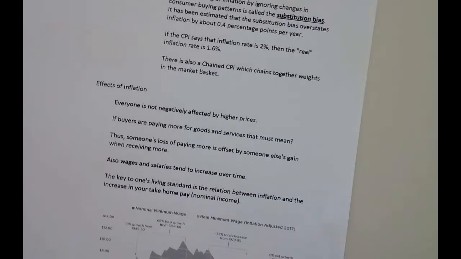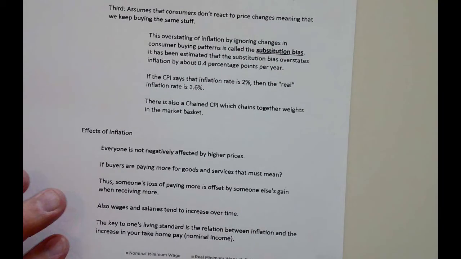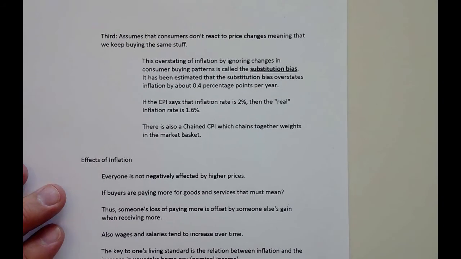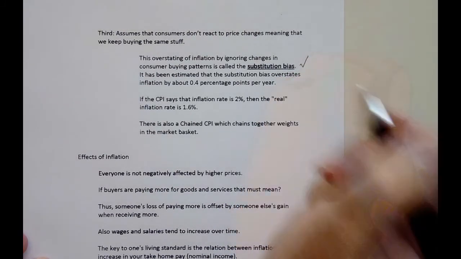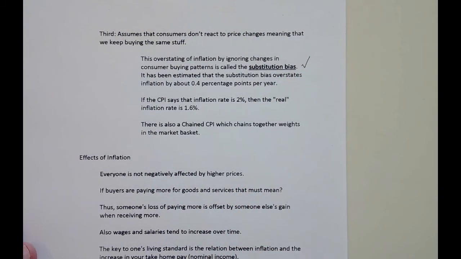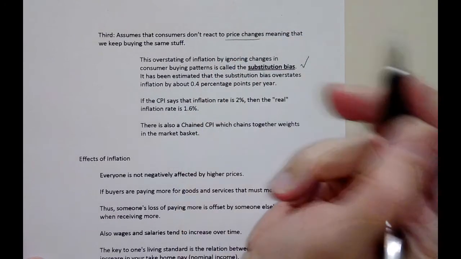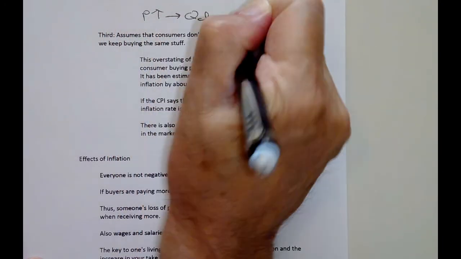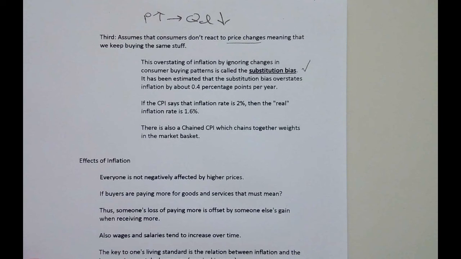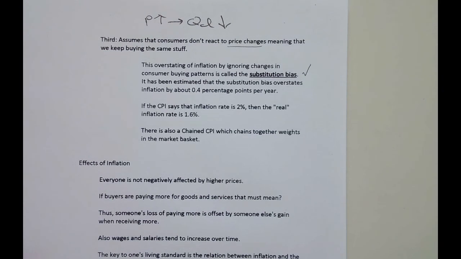Third problem is probably the most relevant, has probably the biggest impact. And this is known as a substitution bias. The way I like to put it is that the CPI, the Bureau of Labor Statistics, does not understand the law of demand. They assume that consumers don't react to price changes. So if the price goes up, they don't understand that quantity demanded goes down. We buy less. They assume we keep buying the same amount.